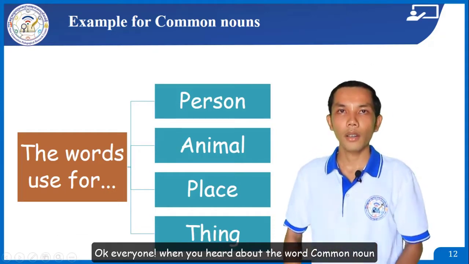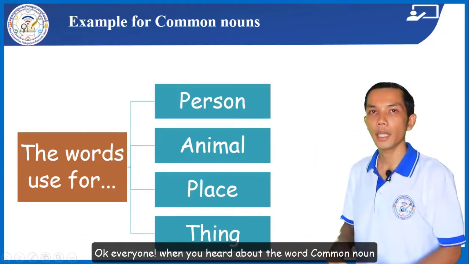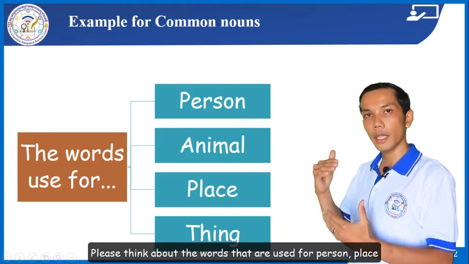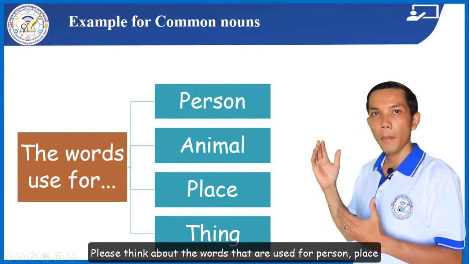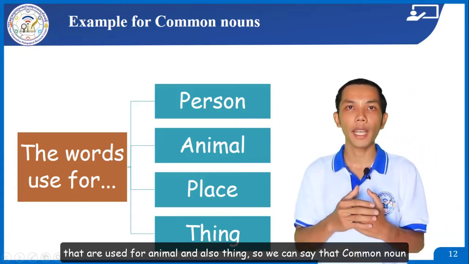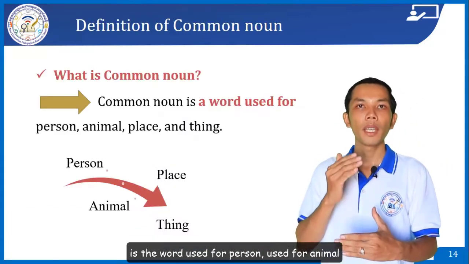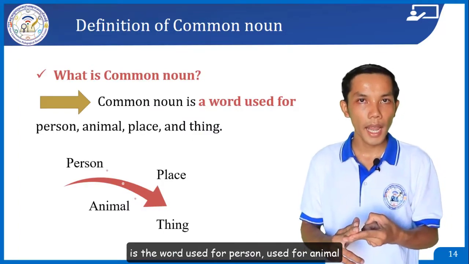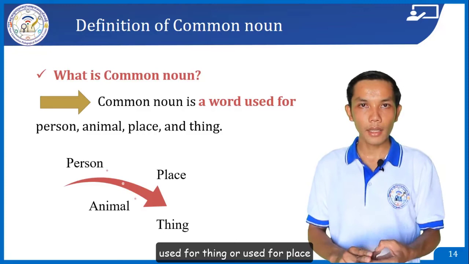Okay, common noun. Okay, everyone. When you hear the words common noun, please think about the words that are used for persons, places, animals, and also things. So we can say that common noun is the word used for persons, animals, things, or places.